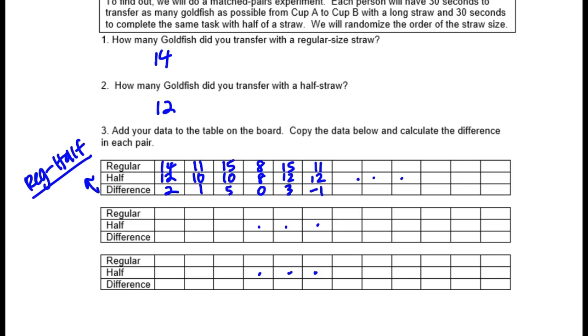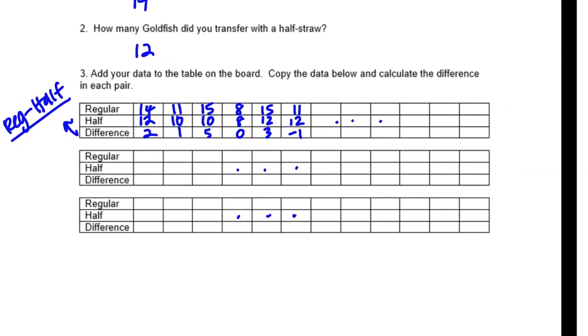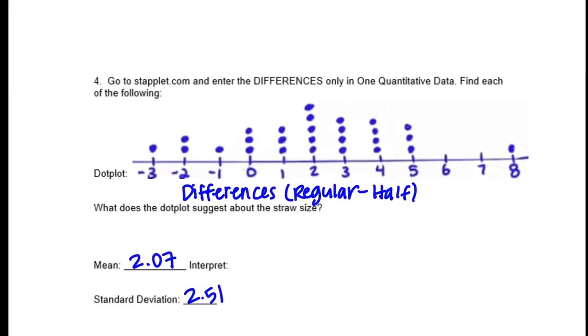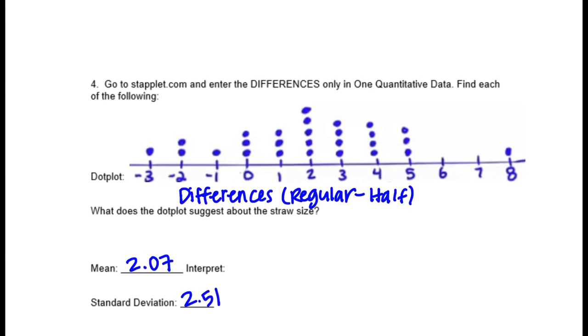Okay, so we'll just pretend like we got a lot more data. And if you, again, are in school, go ahead and make your own dot plot. If you're not, here is an example of all the differences only. So we don't care about the individuals here. We only care about the differences because everyone has their own skills. Remember, this is a matched pairs experiment where each person was matched with themselves because you have your own goldfish transporting skills. And so we don't want to look at the group separately. We want to look at them together.